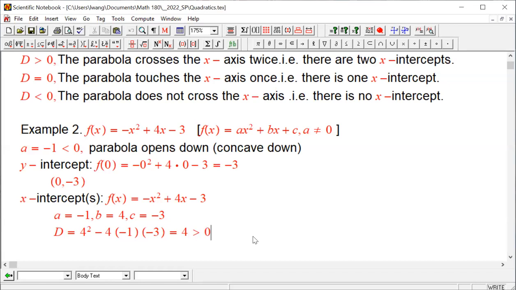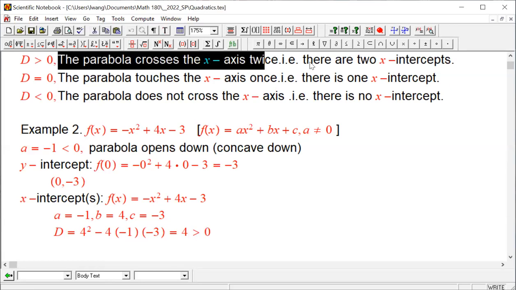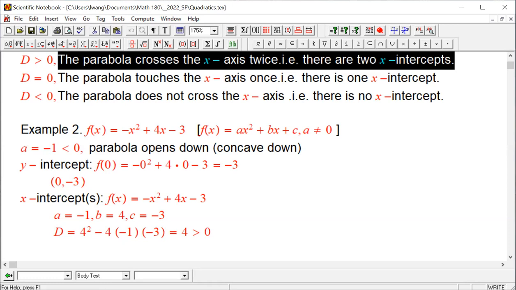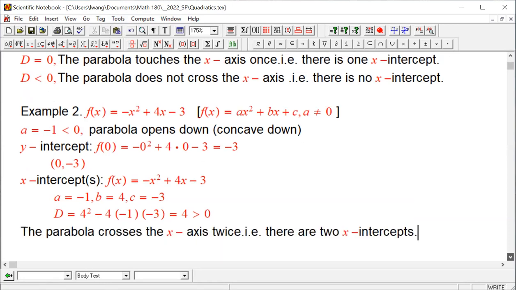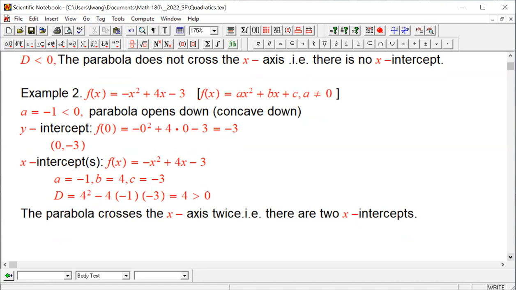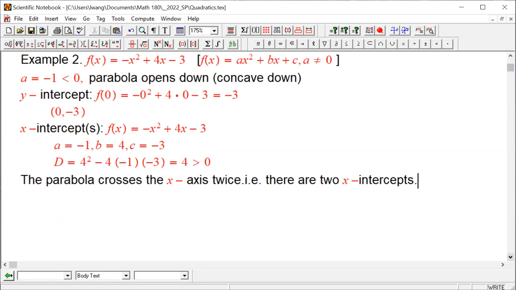4 is positive. If it is positive, then we know that the conclusion for x-intercepts will be right there. Okay, so we have 2. We anticipate there will be 2 x-intercepts. All right, so with that said and done, how do we find them, right? And we also need to find the vertex.